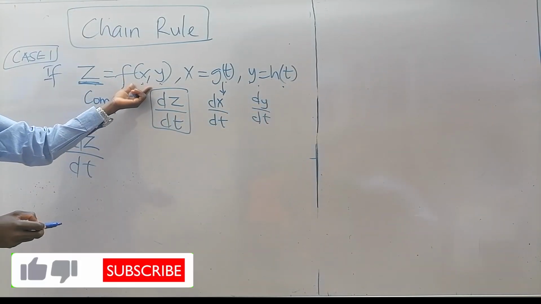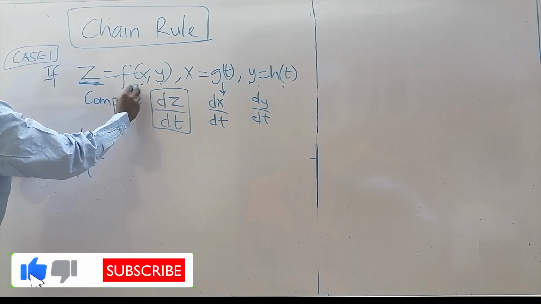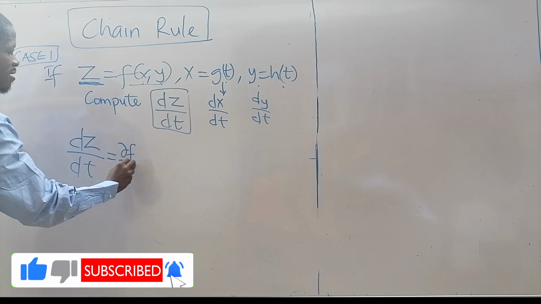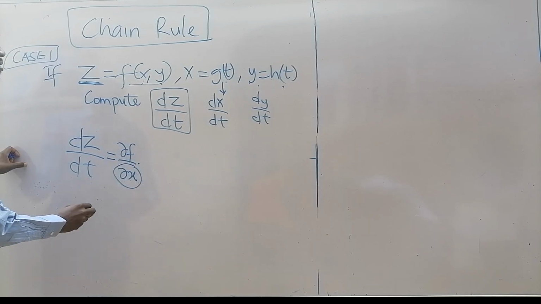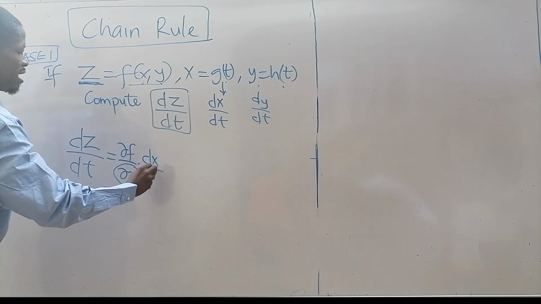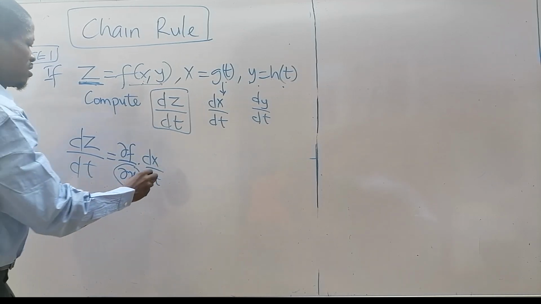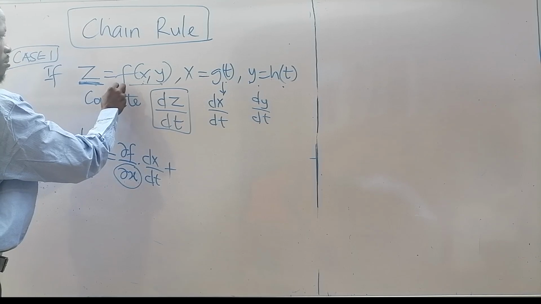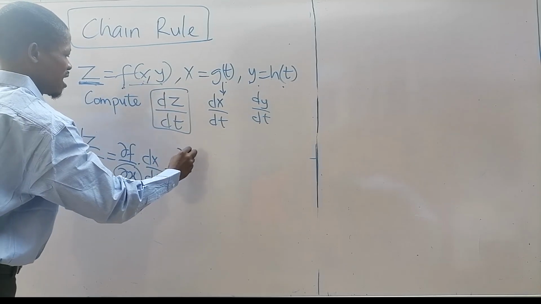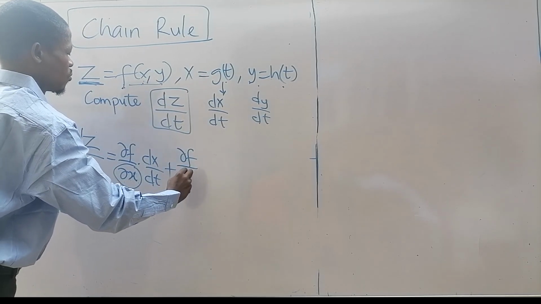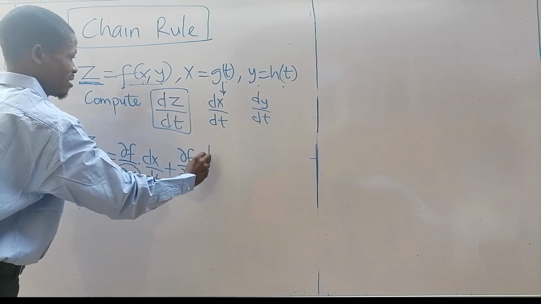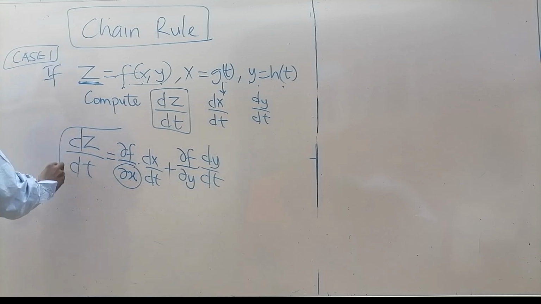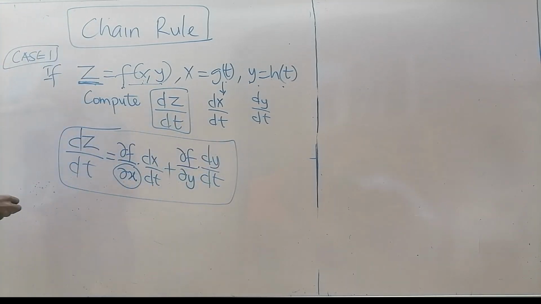Now come back here. This is a function of two variables, and that will be equal to what? Del f, del x times dx/dt, then plus, partially with respect to y, del f, del y times dy/dt. So that's how to compute dz/dt.